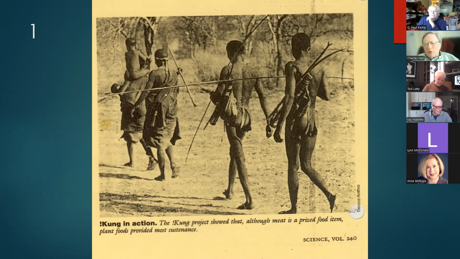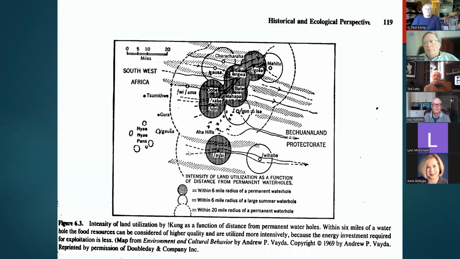And this is showing you the Kung project. A guy named Richard Lee did these analyses initially, and they influenced me a lot as a graduate student. So although meat is a prized food item, plant foods provide the most sustenance. So you can see they have bows and arrows, and the woman would carry, obviously, children. They'd also spend a lot of time gathering their principal food source, which is mongongo nuts.